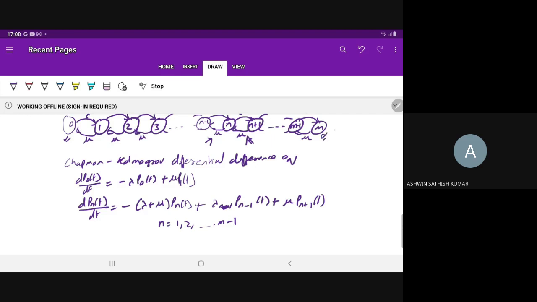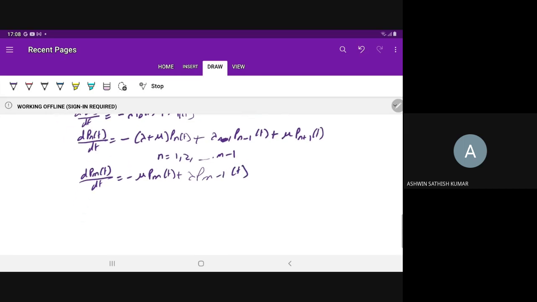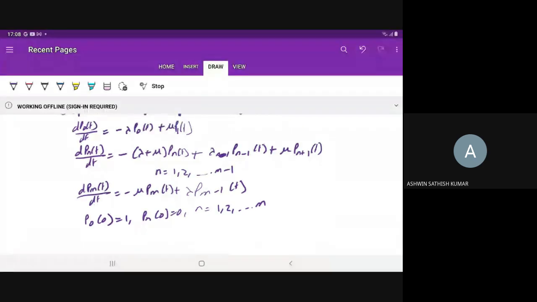Now we have to write for the mth node, so here dpm(t)/dt will become minus mu pm(t) plus lambda pm minus 1(t), with initial conditions p0(0) equal to 1, and pn(0) equal to 0 for n equal to 1 up to m. So under this initial condition, this is the initial value problem. We have to solve the following system of first order first degree differential difference equations.